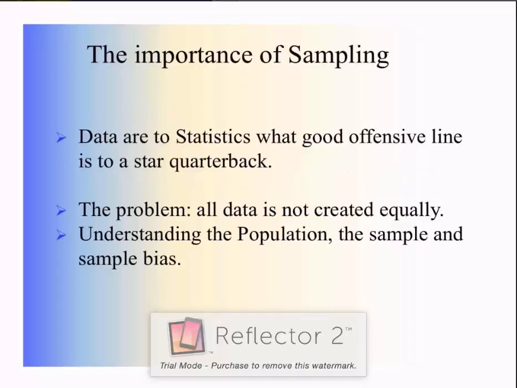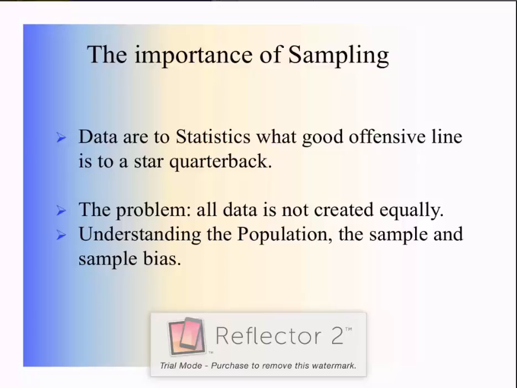So first, let's just talk a little bit about the importance of sampling. Sampling in statistics is a little bit like the offensive line is to the quarterback in football. What I mean is, if you don't have good data, you cannot have good statistics. You might have done all the methodology correct, but what it yields for you is useless. The same is really true with a quarterback, right? The quarterback could be the best quarterback in the world, but he cannot do anything if he doesn't have a line blocking for him.